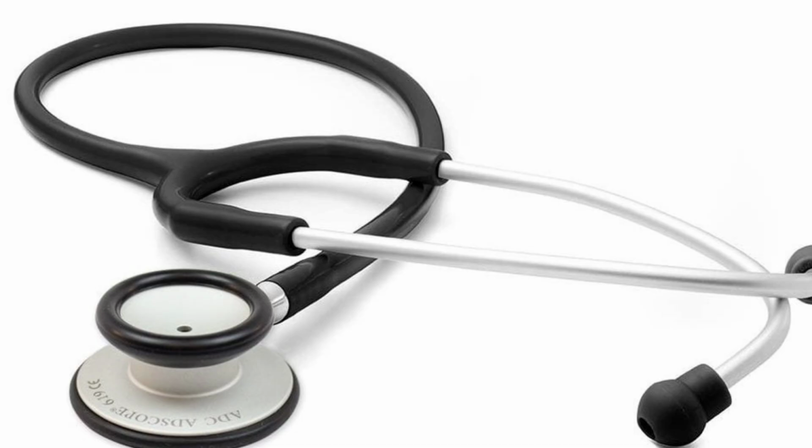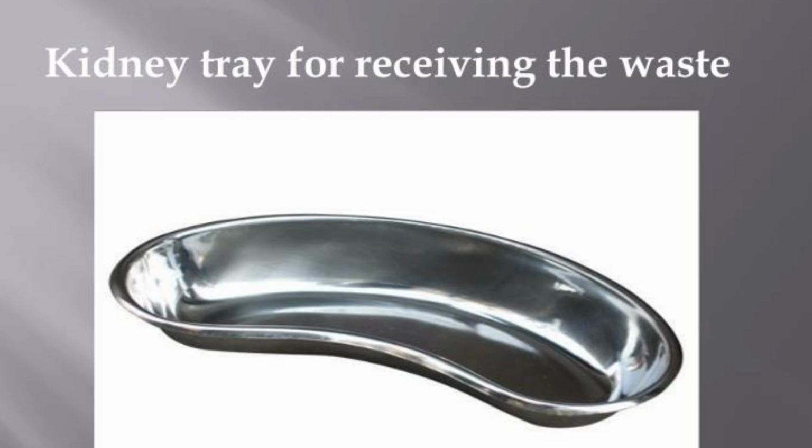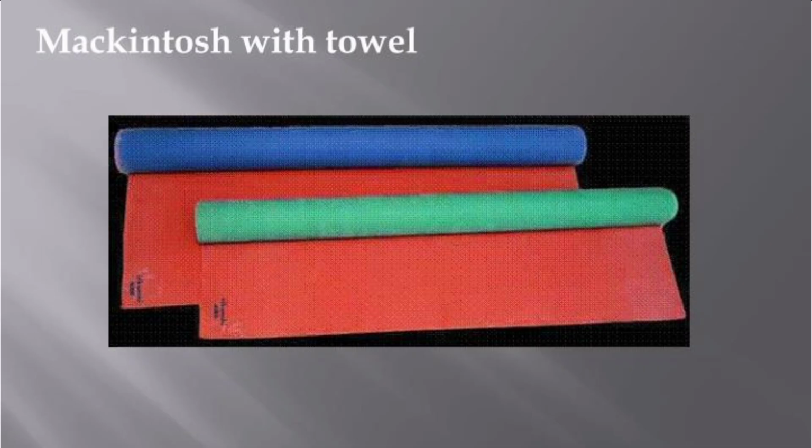Then stethoscope. Why a stethoscope is needed here: we have to check where the Ryle's tube is present, whether it is in the correct position or wrong position. For that, we need a stethoscope. Kidney tray, towel, clean gloves, Macintosh. Then we will move on to the procedure.